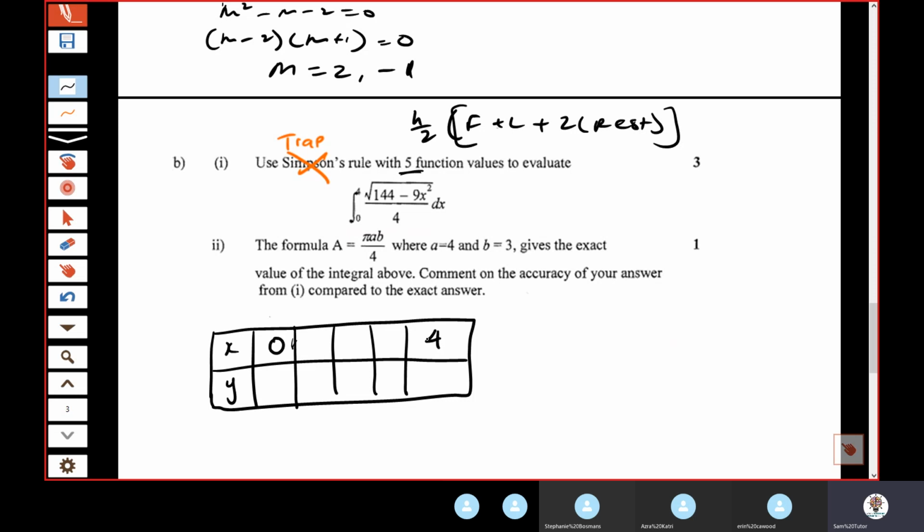What should your width be? What is your h equal to? B minus a on n, where n is your sub-intervals. Sub-intervals being 1 less than the function values. So 4 take away 0 on 4, which is 1. Now it's just a matter of subbing it in to get your y values for each one. Once you've got that, you've got to sub it into the formula, and then you've got yourself 3 marks. So it's a bit fiddly, but otherwise, it's not that difficult of a question.